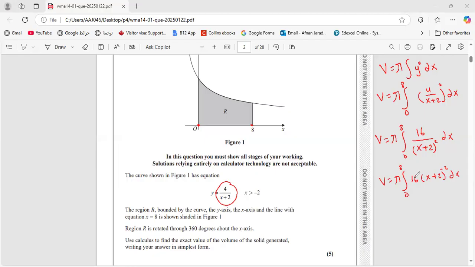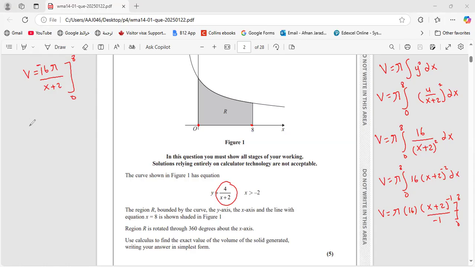To integrate this, you need to add 1 to the power and divide by the new power. So the volume equals pi multiplied by 16, and adding 1 to the power gives x plus 2 to the power of negative 1 over the new power, which is negative 1, from 0 to 8 to substitute. Now organize this equation, so the volume equals negative 16 pi over x plus 2, and substitute from 0 to 8, upper minus lower.